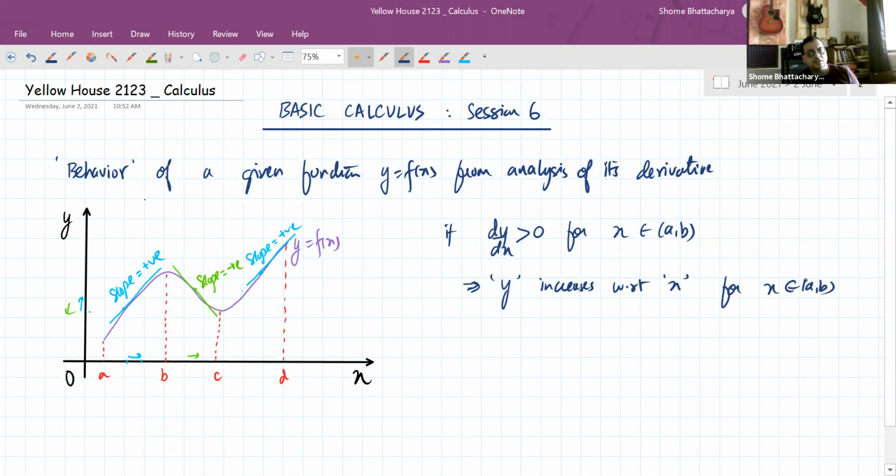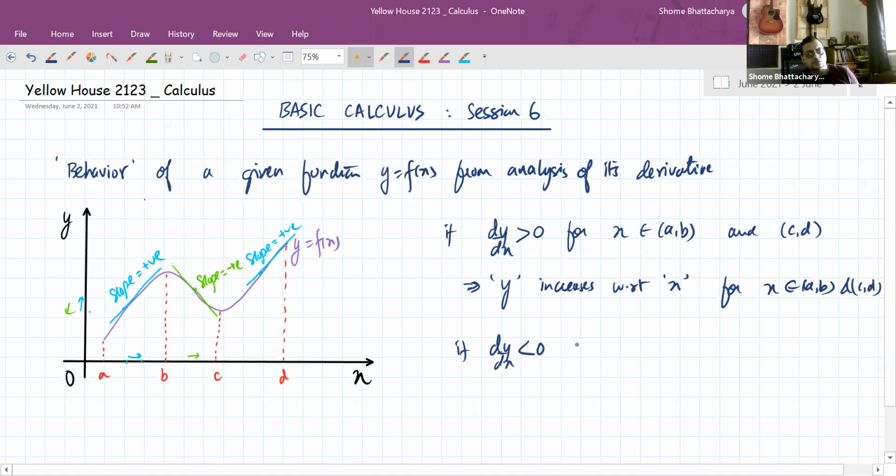Now, in the example graph that I've shown you, this applies to this interval, or even to this interval, C to D. So again, this also applies to C to D. Whereas on the other hand, if the derivative of the function dy by dx is less than 0 for another interval, like in the example I've shown you, between B and C, then it automatically implies that y is decreasing with respect to x for that same interval, B to C.